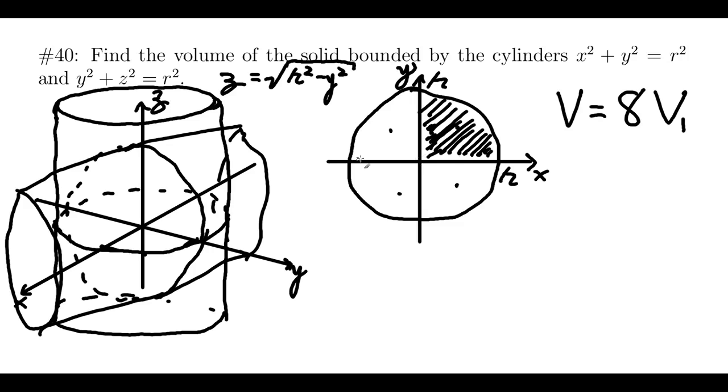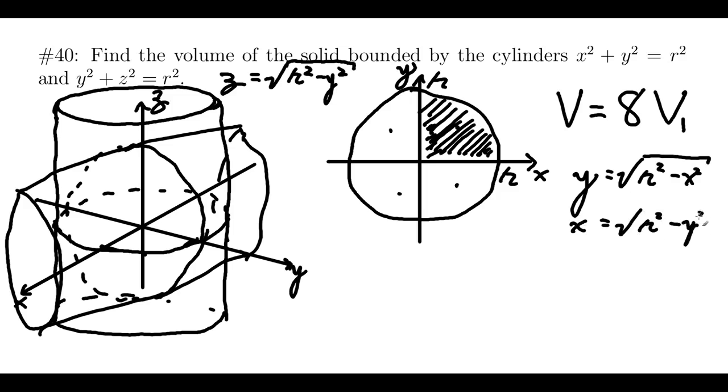As far as the bounds here, we see x and y both go between 0 and r. For the description of this circle, with one in terms of the other, we can solve this and write y equals the square root of r squared minus x squared, or we can solve for x and get x equals the square root of r squared minus y squared. Whichever one we do, the other variable is going to go from 0 to r.